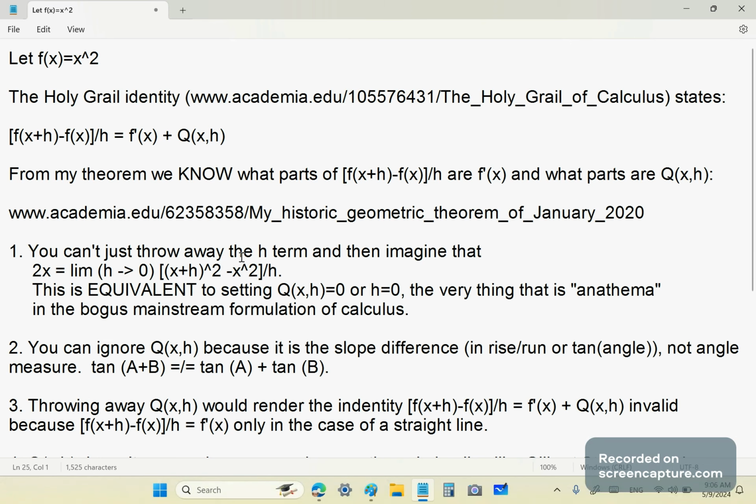If we have a function like x squared, and this is the article here, and I'll put all this in a comment below the video, then this is the identity.